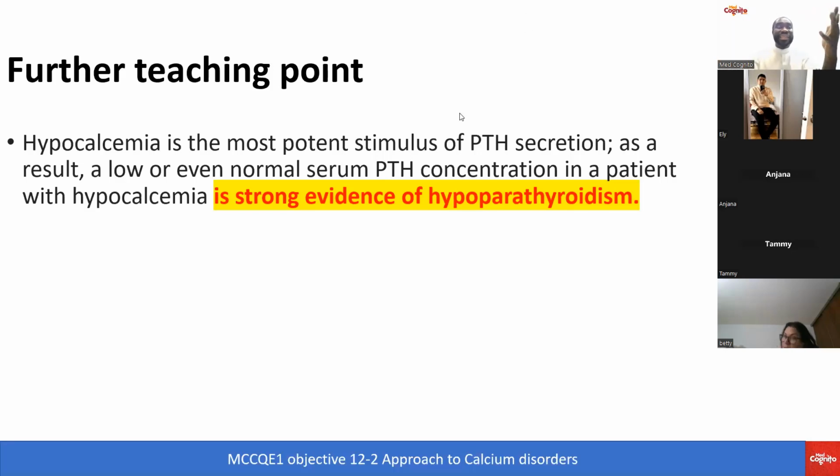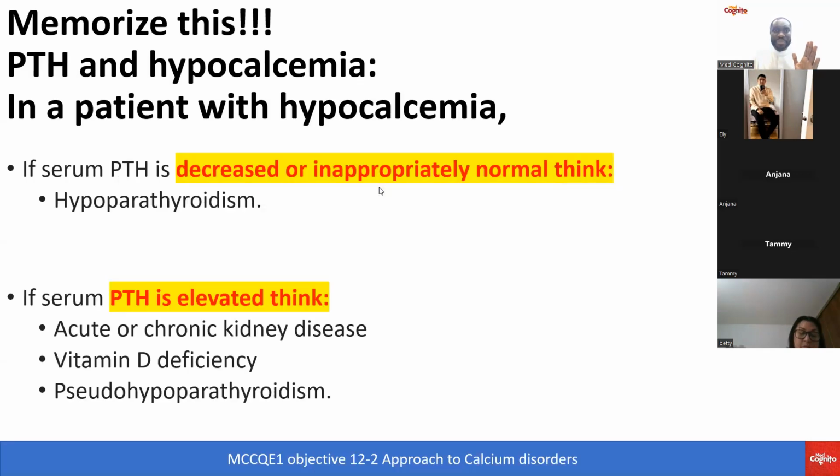So we are learning various things. Low calcium plus high phosphorus, chronic kidney disease. Low calcium plus low parathyroid hormone level, hypoparathyroidism. Doctors, can I proceed? Okay, good. We are learning a lot today. Good. So I want you to memorize this.